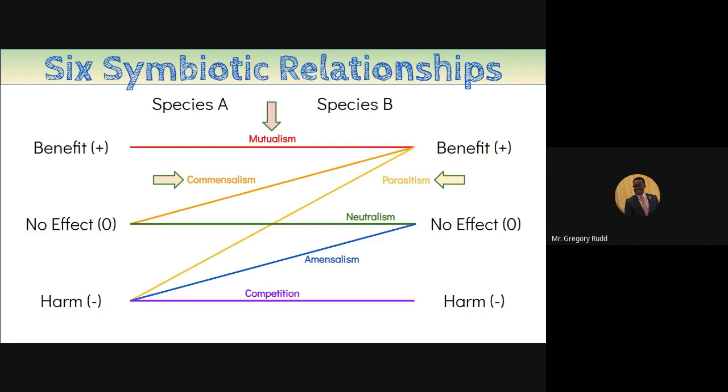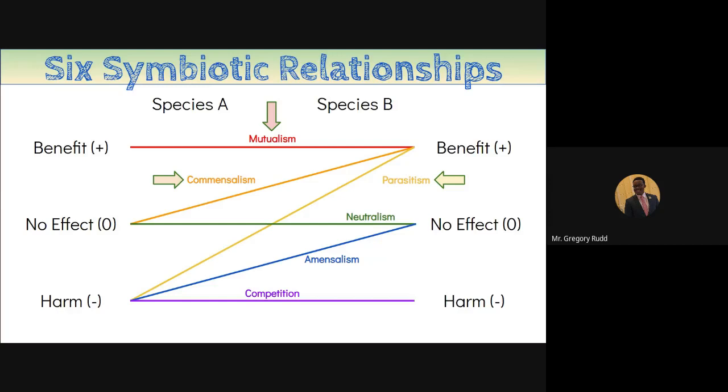If both species are benefiting, that's called mutualism, and we will discuss that a little bit more in depth. If one species benefits while the other is not experiencing any positive or negative effect, that's called commensalism, and we will also discuss that. And then if one species is benefiting and the other species is being harmed, that's called parasitism. We'll discuss that. There are three other types of symbiotic relationships: neutralism, amensalism, and competition.